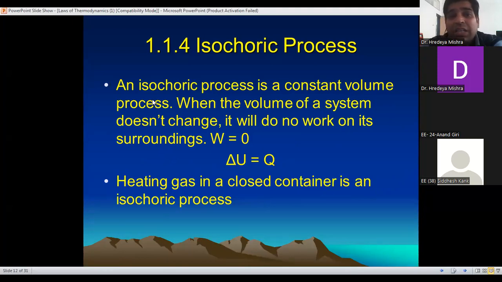Isochoric process, what is that? An isochoric process is a constant volume process where the volume of the system doesn't change. It does no work on its surroundings. W is equal to zero, meaning work is zero. Heating a gas in a closed container is an isochoric process.